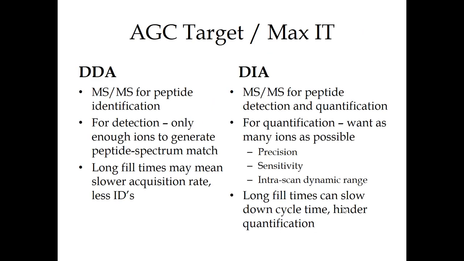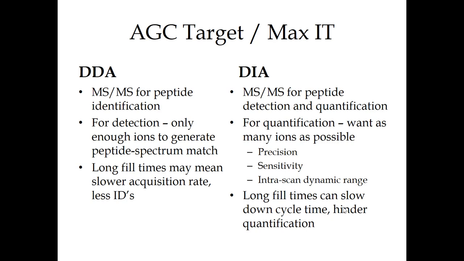So the AGC target and maximum injection time is another thing we're going to talk about. The considerations, I think, for DIA are a little bit different than when you think about it for DDA. With your MSMS scans from DDA, typically your goal of that MSMS scan is to generate an identification. And once you've generated an identification, you want to move on and get more identifications. So if you have to slow down the instrument by having your fill times be really high and filling the Orbitrap, you'll get higher quality spectra, but you don't want them to be too high quality because you want it to be just good enough to get an ID.